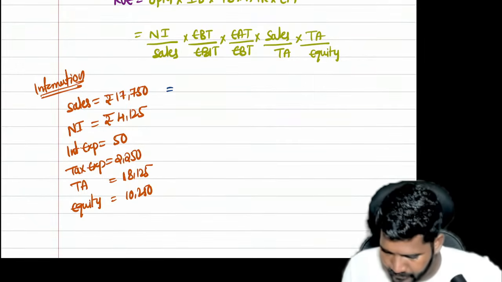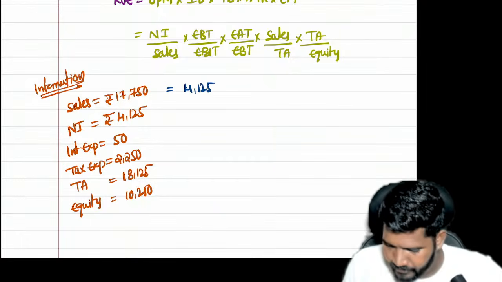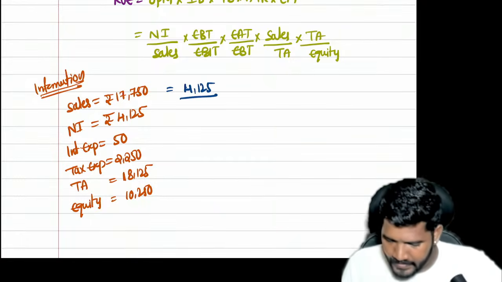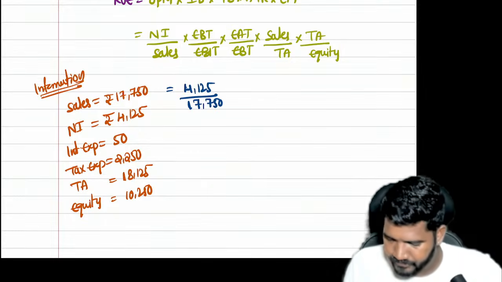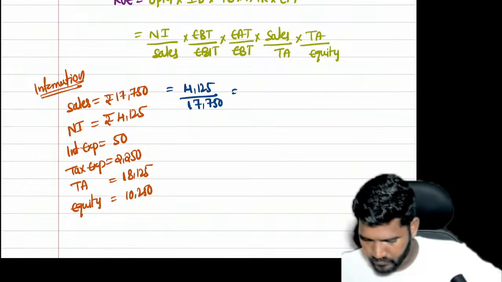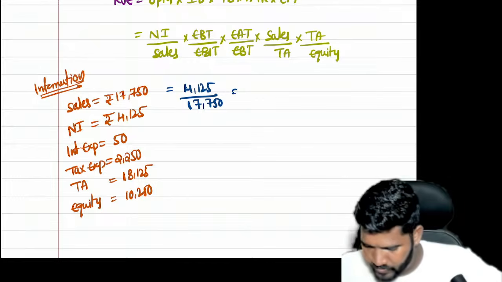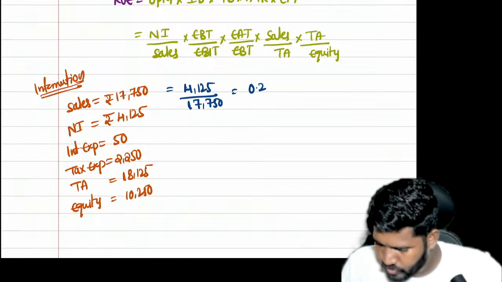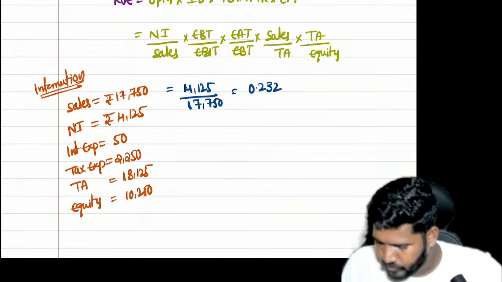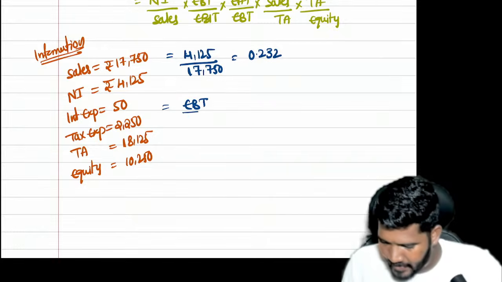Now first, net income is directly given, 4,125, divided by sales, also directly given, 17,750. 4,125 divided by 17,750 is 0.232.